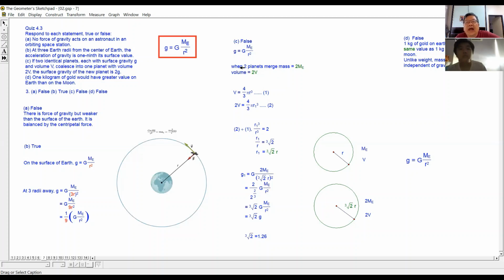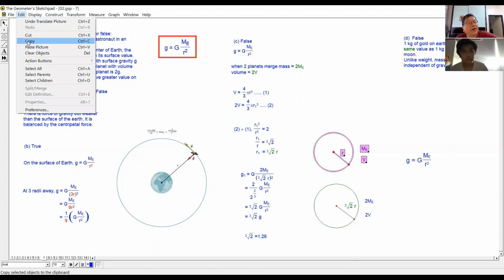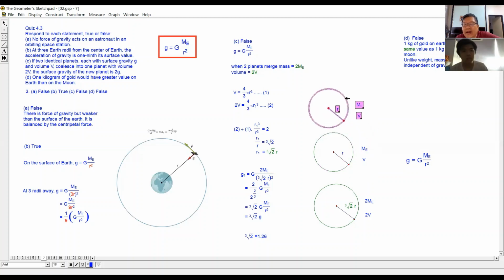But when the two identical planets merge together, the mass is no longer m, but the mass of the new planet is 2m. The volume of the new planet is no longer v, but it is 2v. So let's say it is something like this. I copy and paste, so I have two identical planets, and the two identical planets merge together and they become a new planet like this.